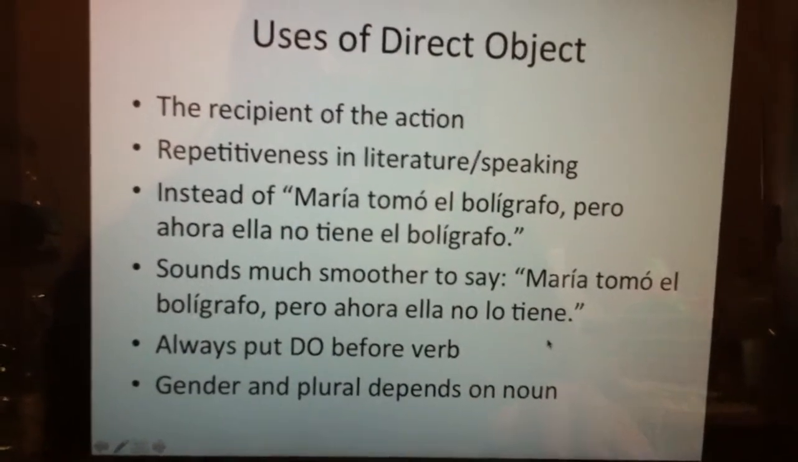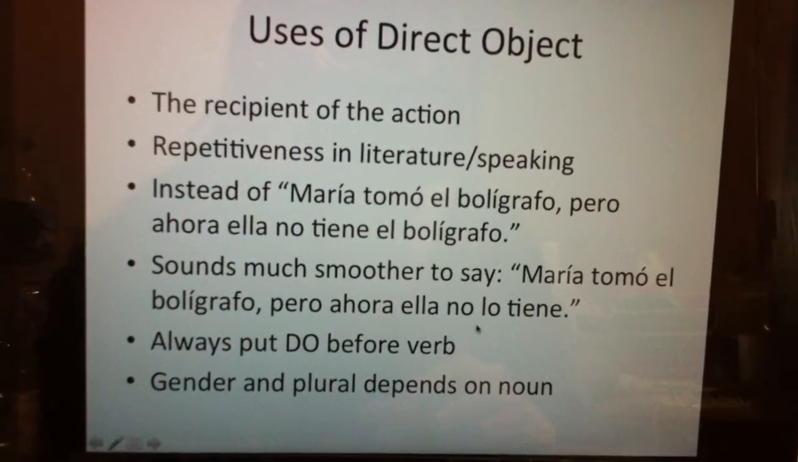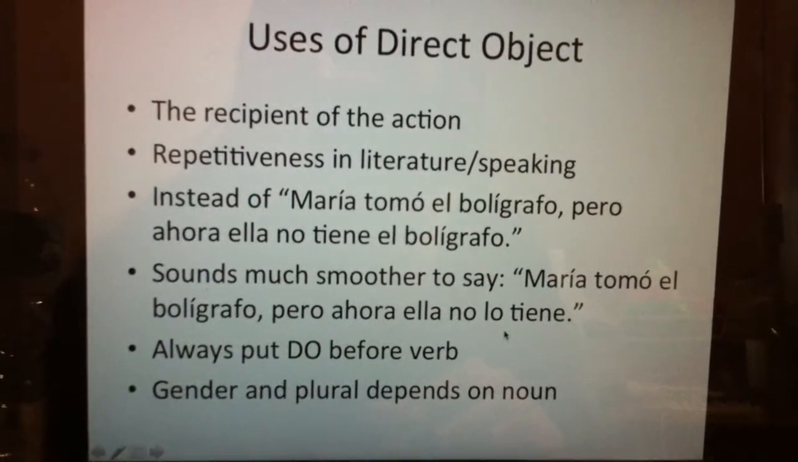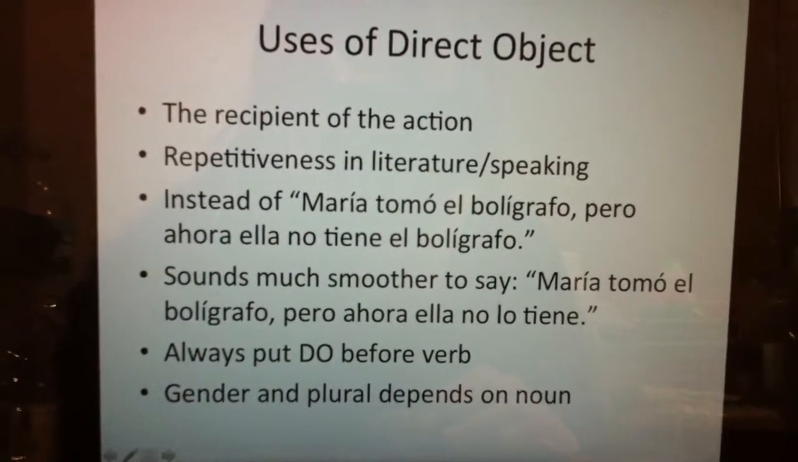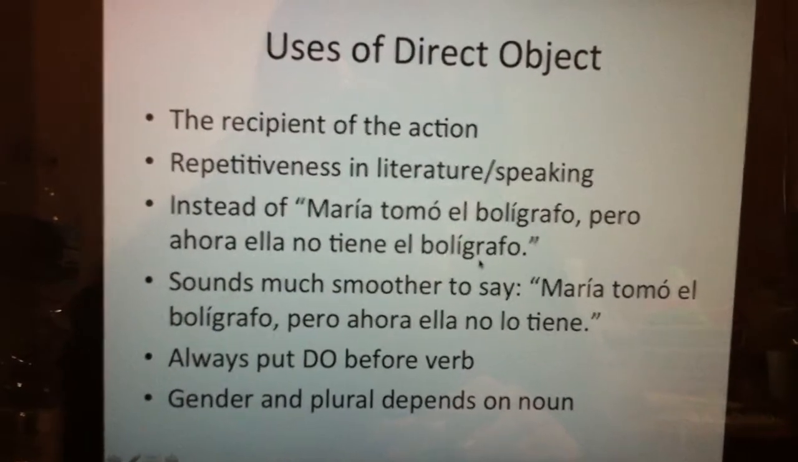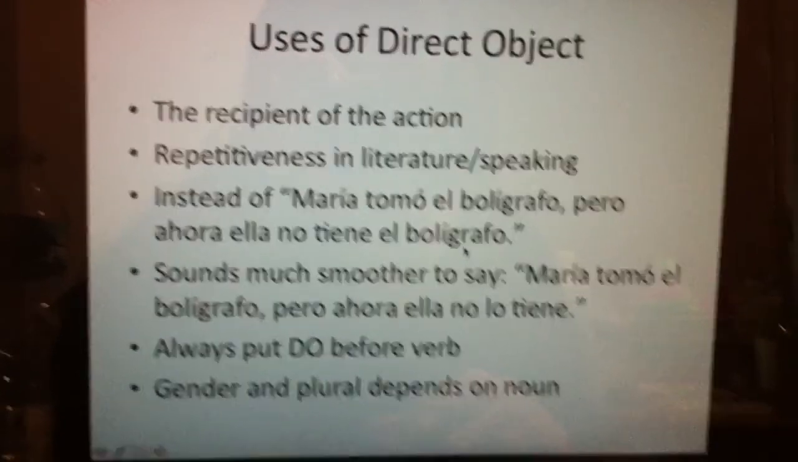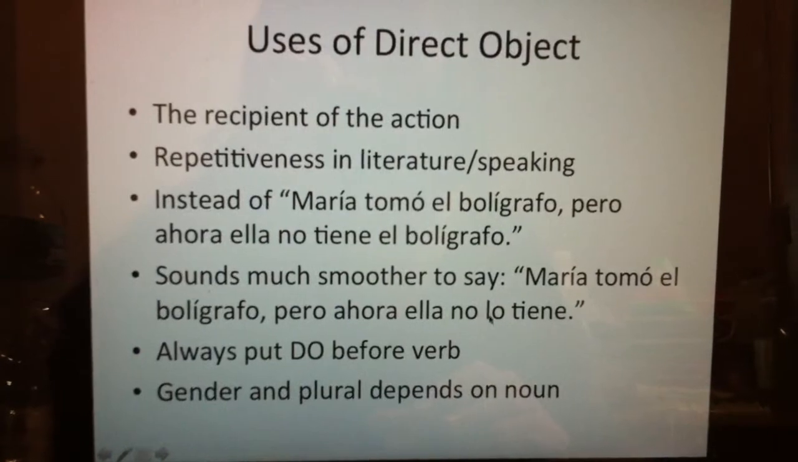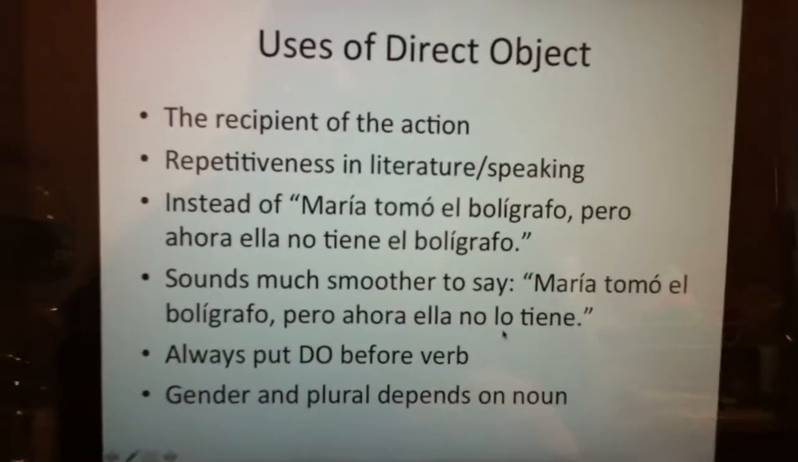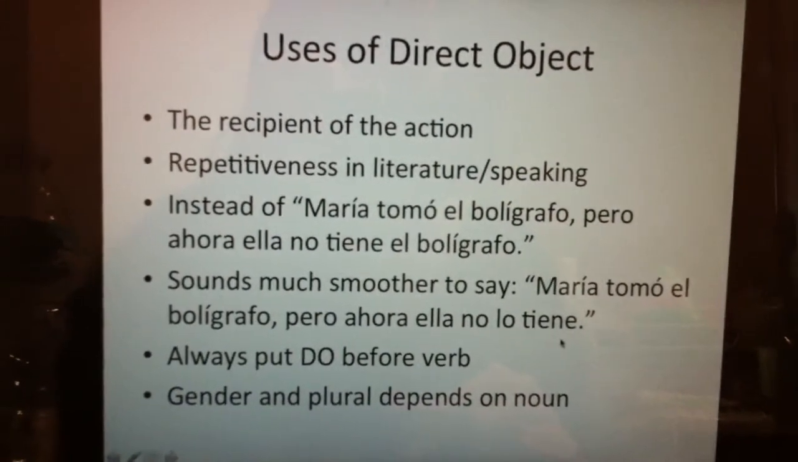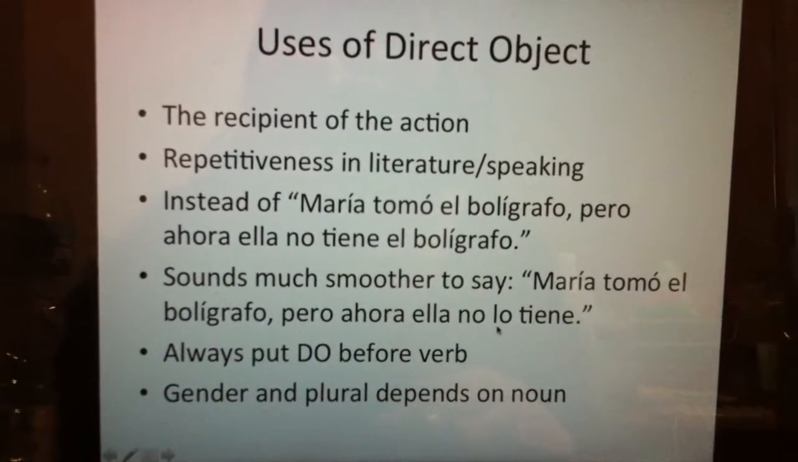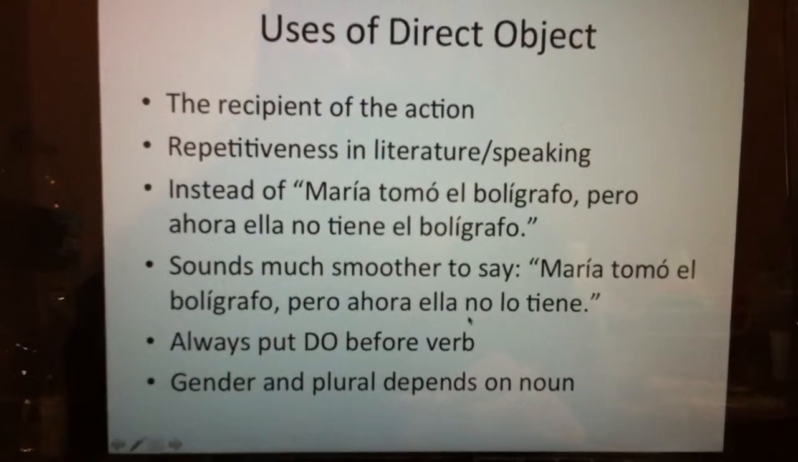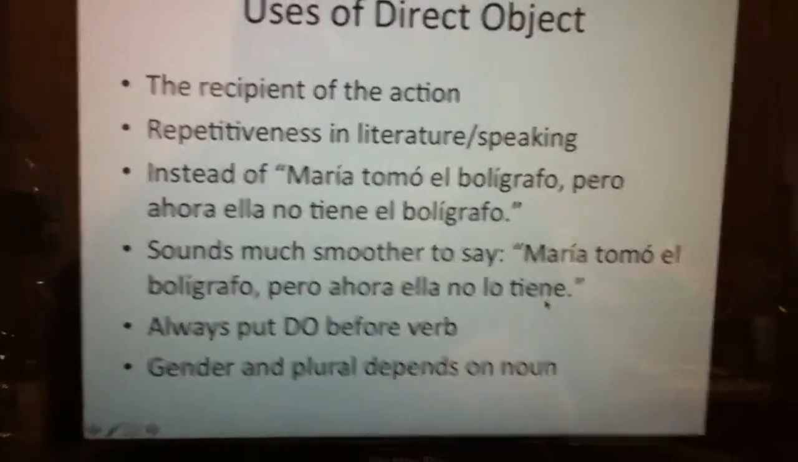And the gender and plurality of the direct object depends on the noun. So in this example, lo is replacing el bolígrafo, which is a masculine noun, and it is singular. So you just put lo. If it was los bolígrafos, you would put los tiene. And if it was la pintura, then it would be no la tiene, and so forth.